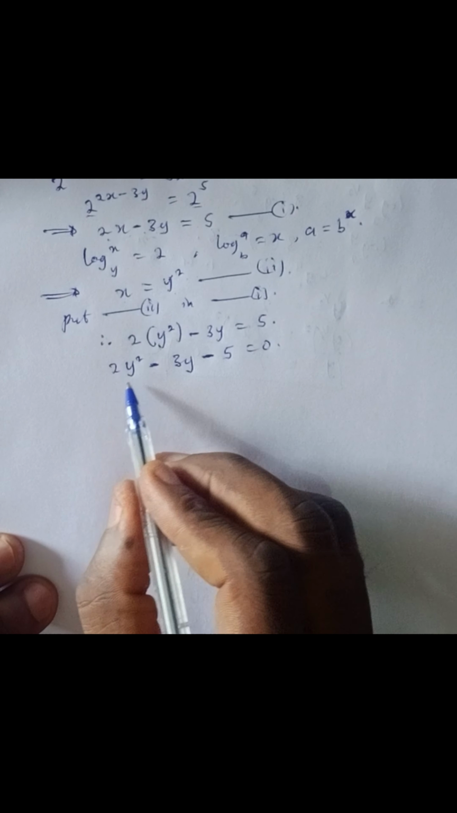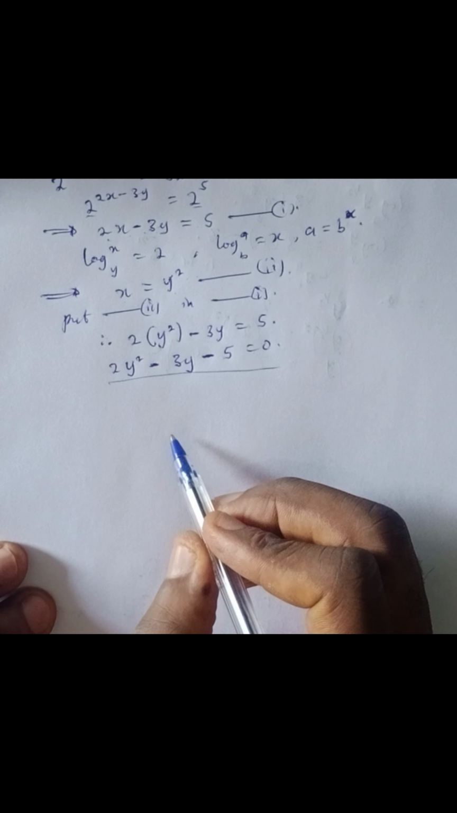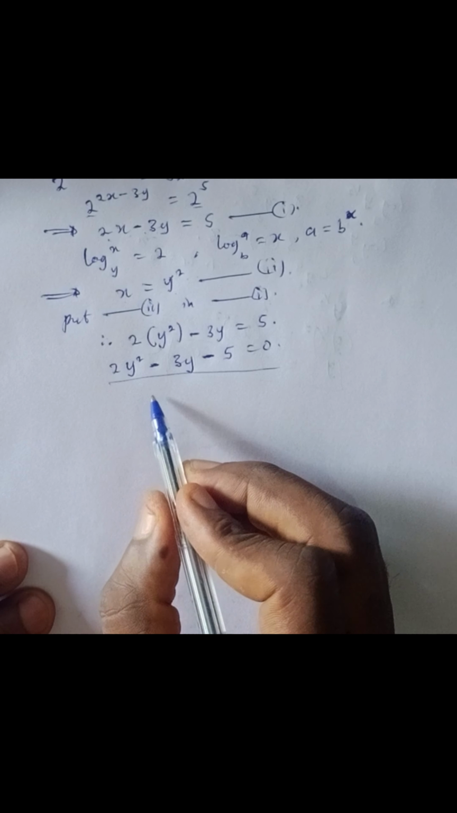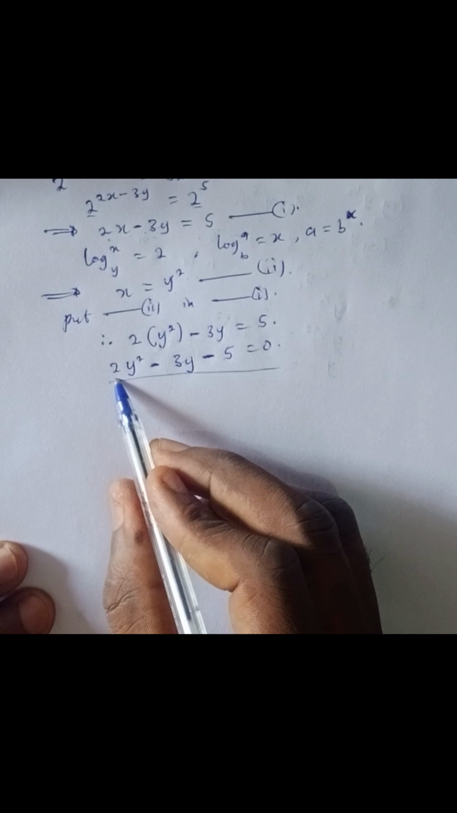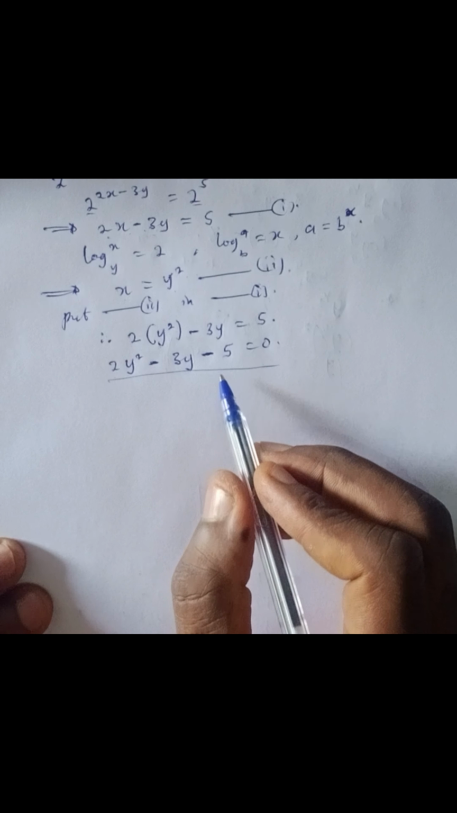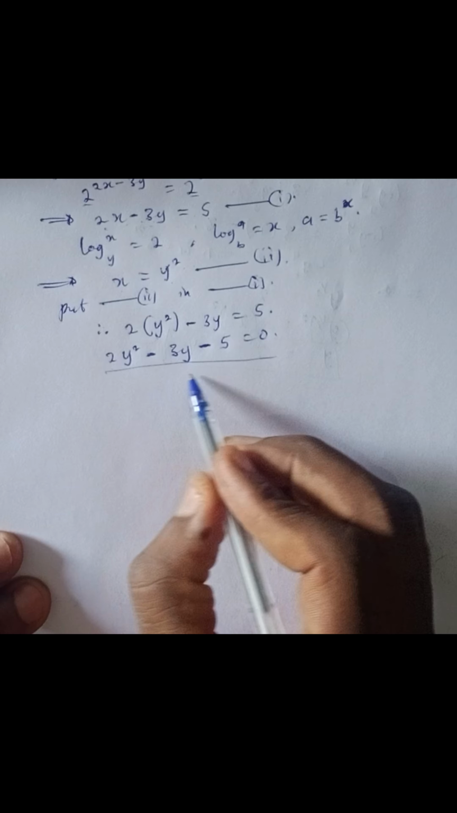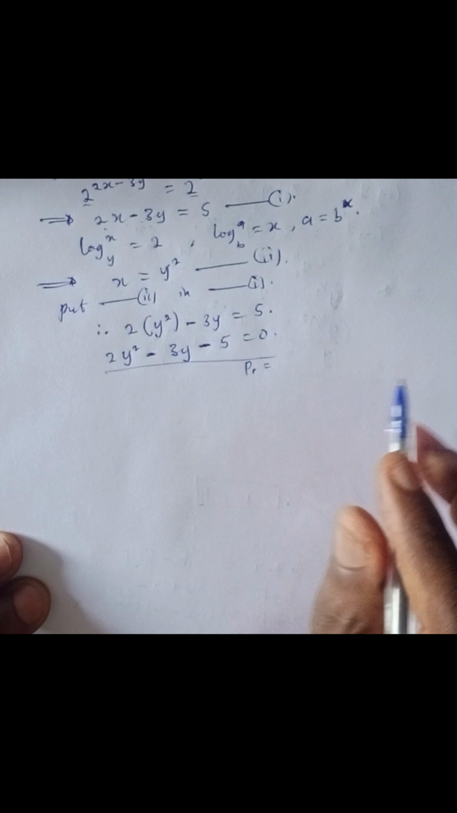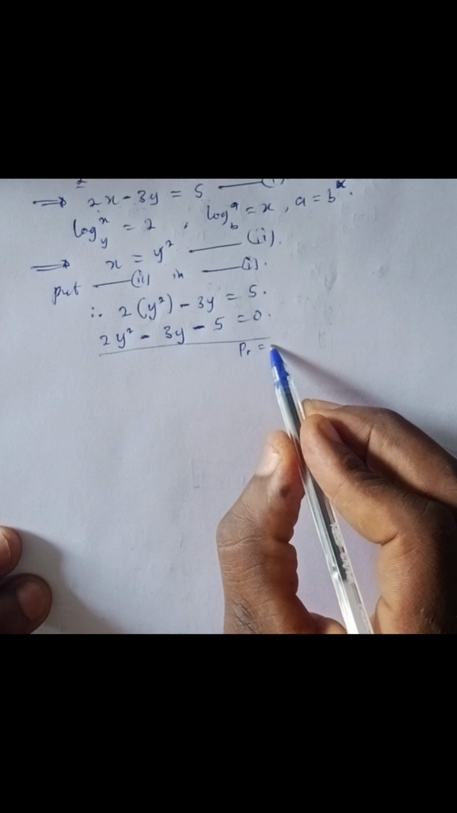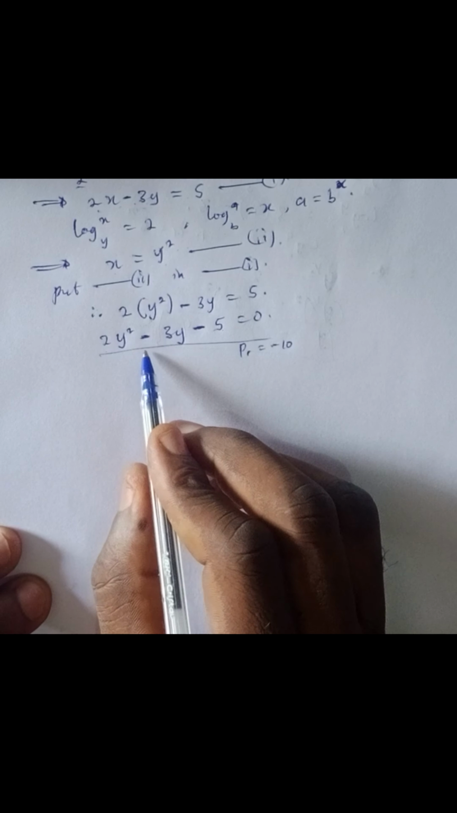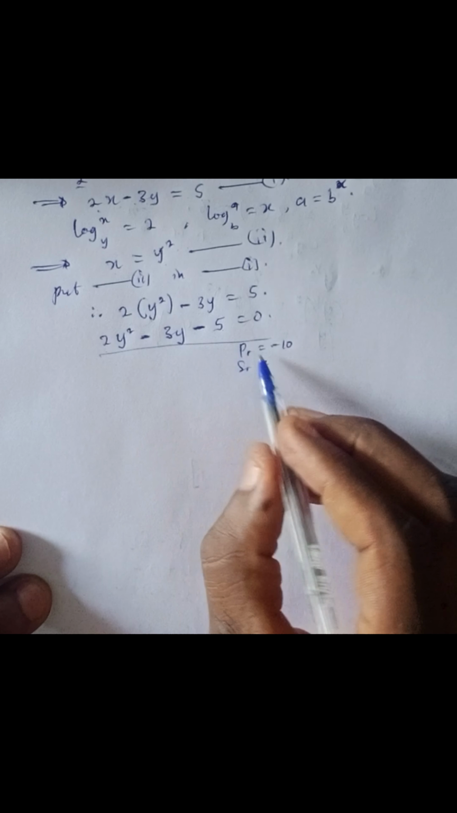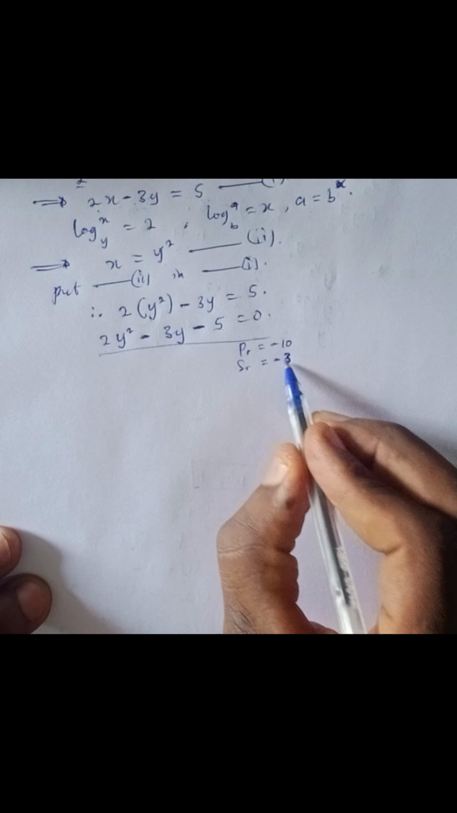Okay, now this is a quadratic equation, right? Let's factorize it if it is factorizable for sure, right? How are we going to do this? Our a is 2, our b is minus 3, while our c is minus 5. Okay, now to get the product of our roots, that will be 2 multiplied by minus 5, which will be minus 10, right? While the sum of roots here will be minus 3.